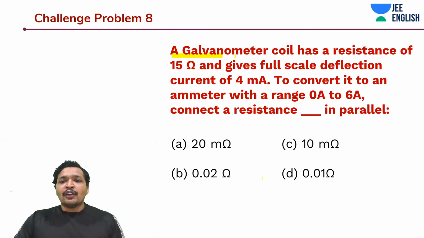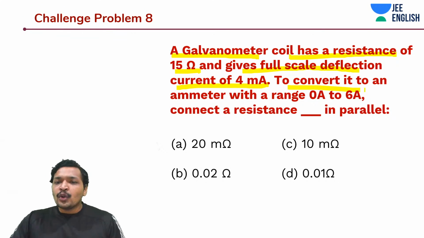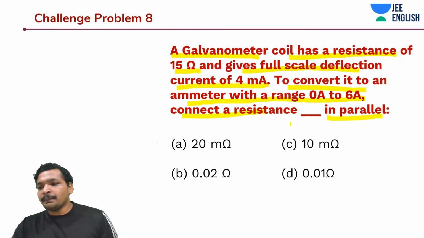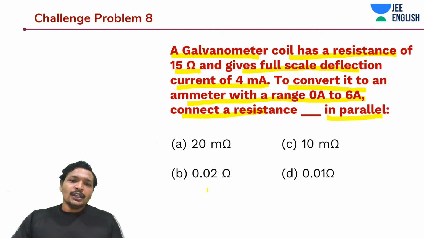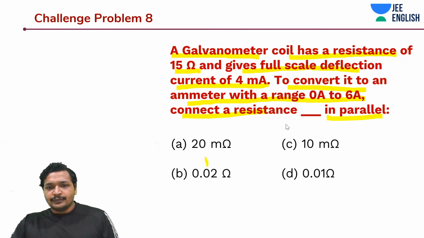A galvanometer coil has a resistance of 15 ohms and gives a full scale deflection of 4 milliampere. To convert it into an ammeter with a range of 0 to 6 ampere, how much resistance should you connect in parallel? So how are you going to do this, students? Are you going to go through the entire process, or adopt an easier one?